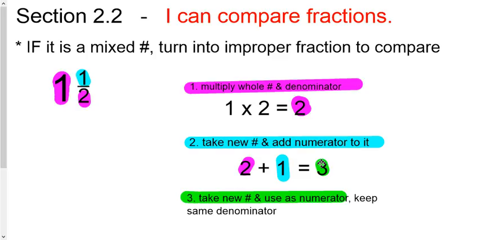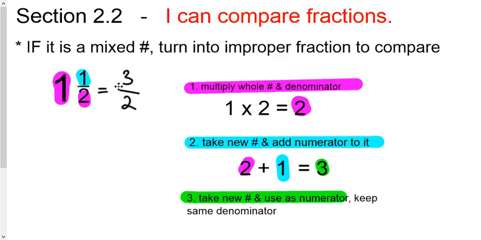After you get this newest number, this 3, you're going to use it as a numerator. So let's turn this mixed number into an improper fraction. The top number, the numerator, is going to be the 3. That's where we get it from. And then keep the same denominator. What was our denominator? That's your bottom number of the fraction. That's a 2. There you have it. So 1 1/2 equals 3/2. Please remember that if you're trying to compare two fractions and one of them is a mixed number, turn it into an improper fraction.